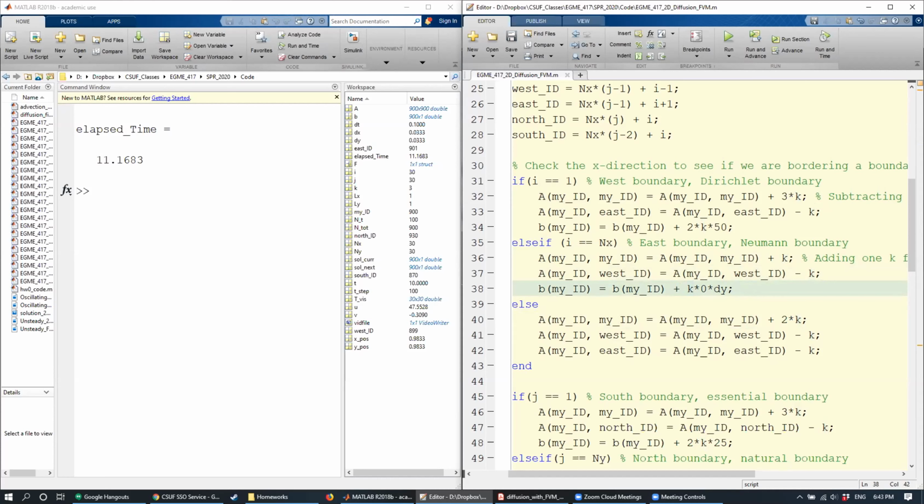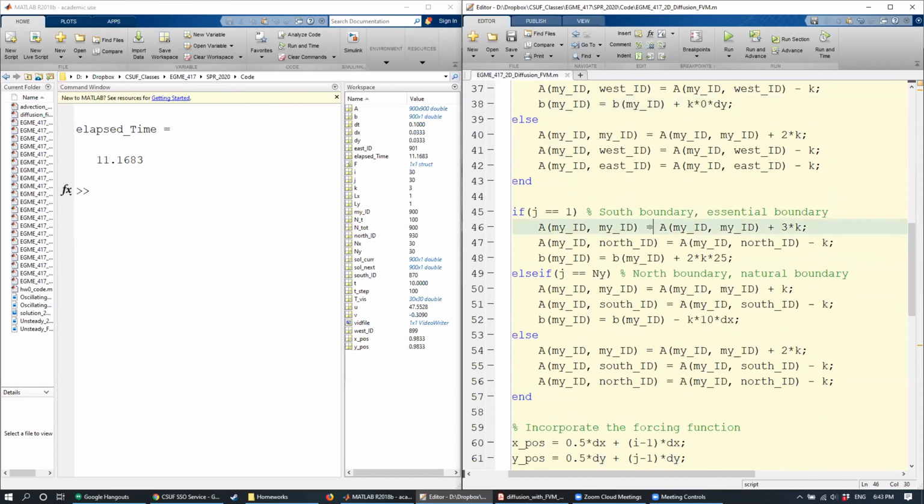And then since on the east boundary we have a Neumann condition, we are going to add that component, because remember, we're on the east face. We're going to do k times the Neumann value, which is just 0 in this case, times delta y. All right, so that takes care of the east and the west integrals. So now let's do the north and the south.